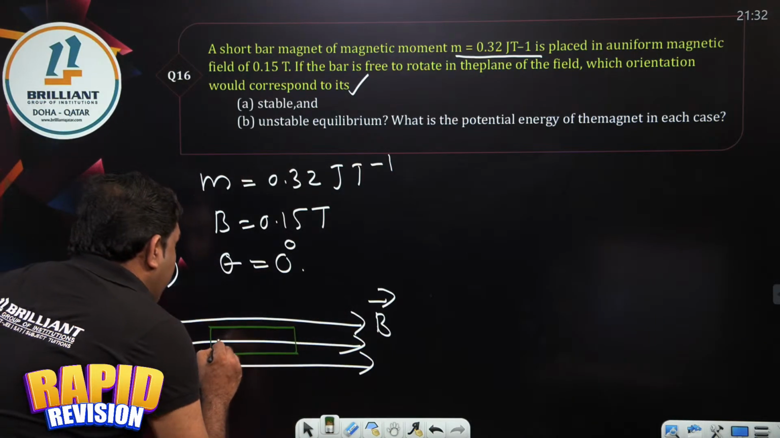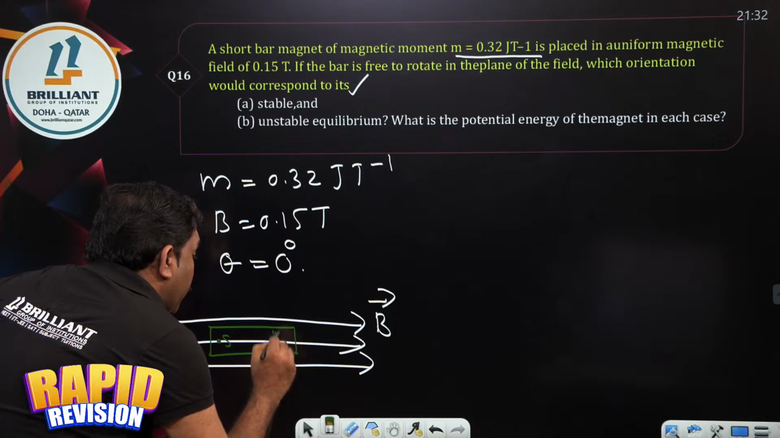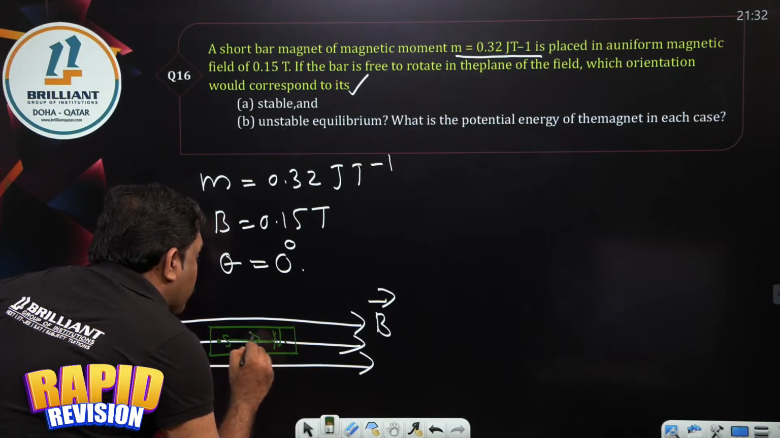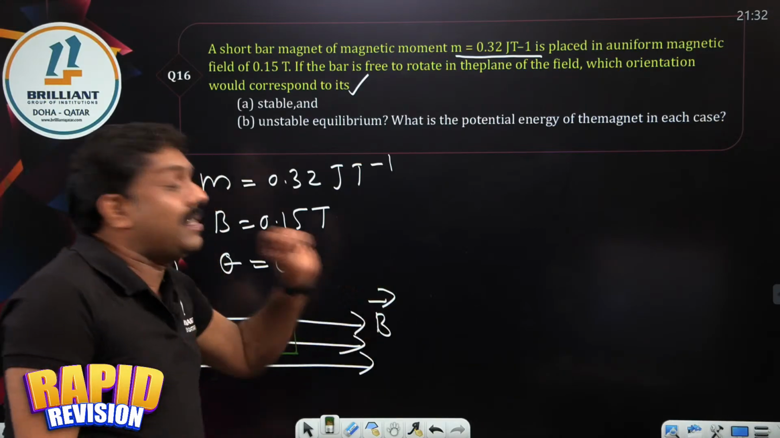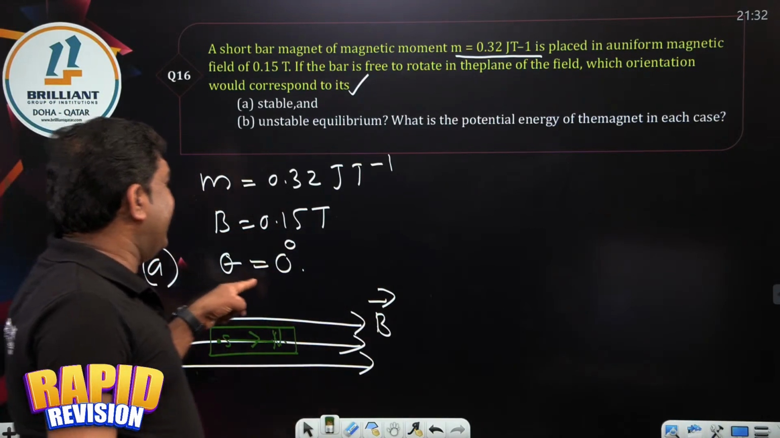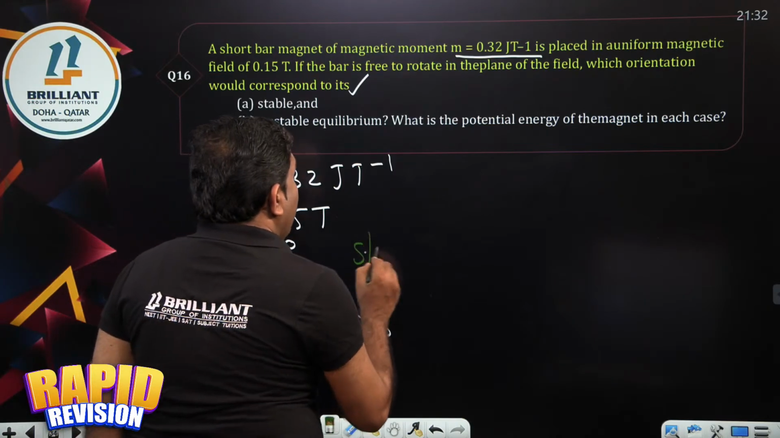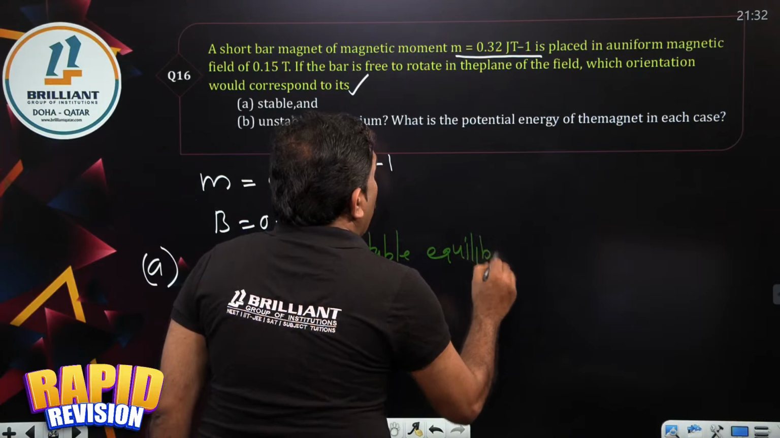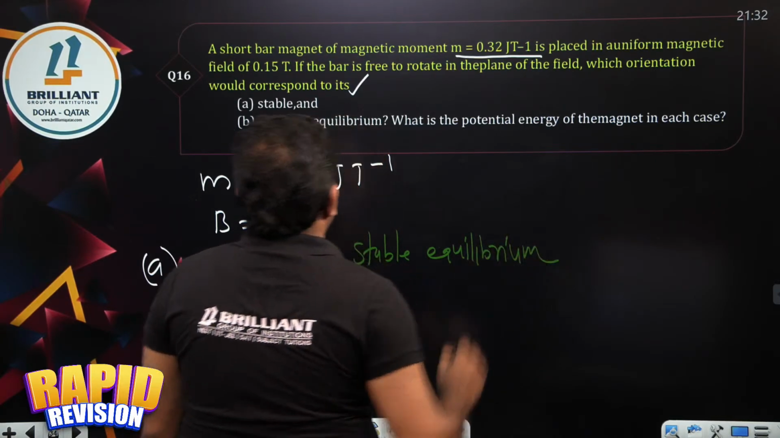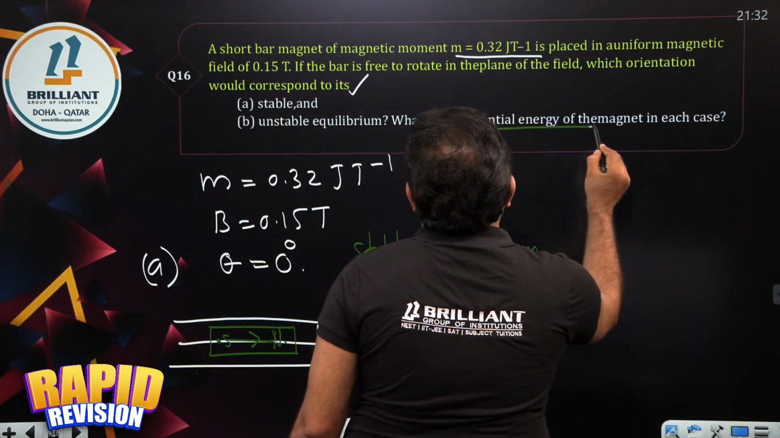So we can say here south and here north. So this is the direction of the dipole moment. So the dipole moment and field are in the same direction. They are asking, so this is stable equilibrium. Stable equilibrium. And you know, in stable equilibrium, they are asking what is the potential energy.